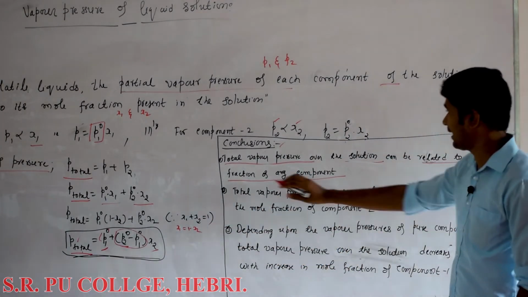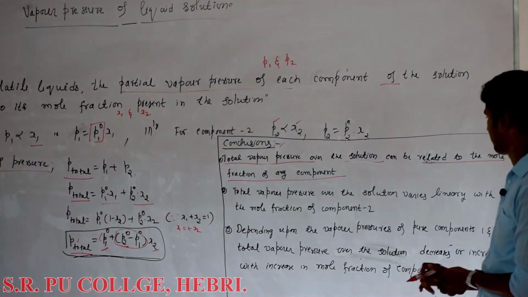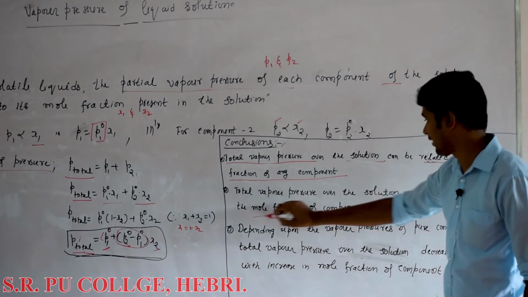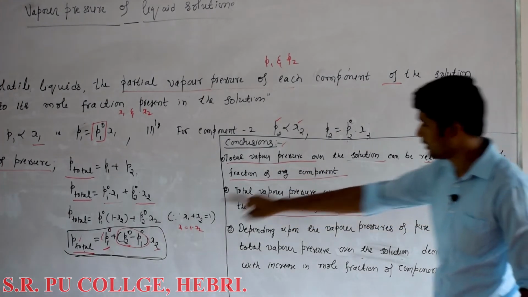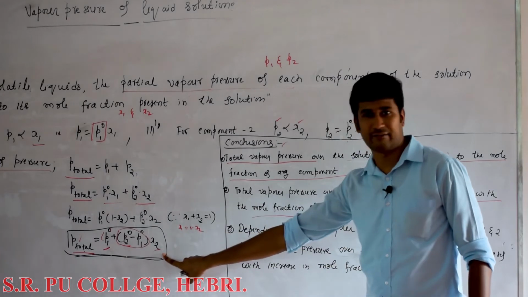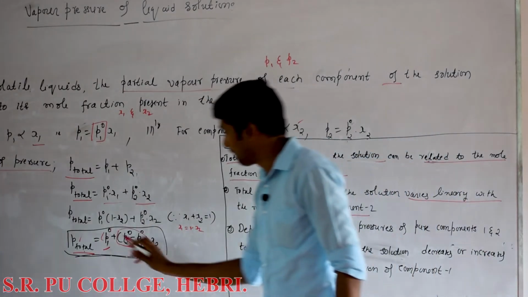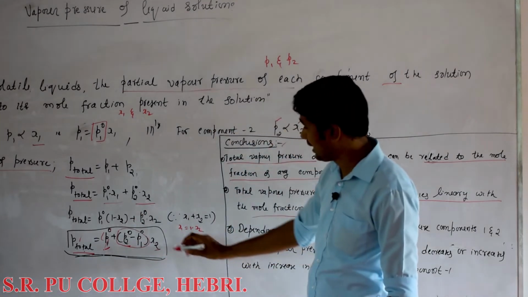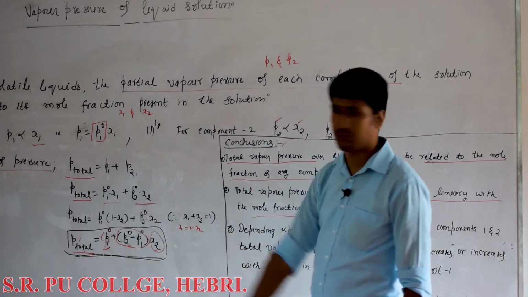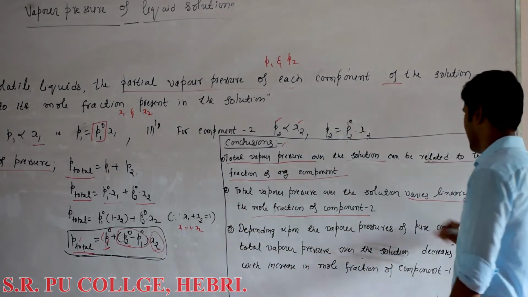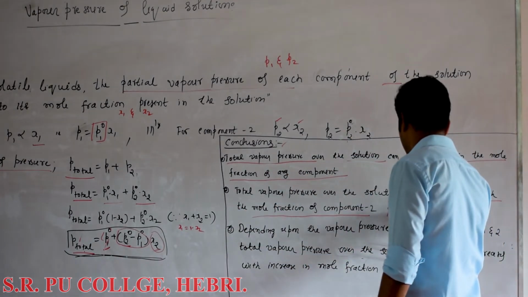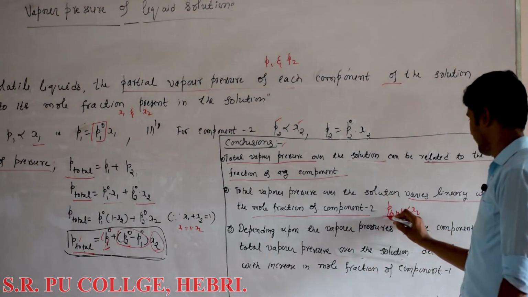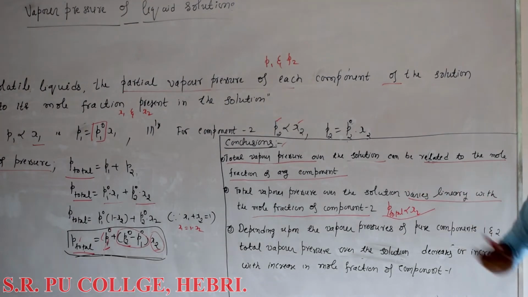Next, second conclusion. Total vapor pressure over the solution varies linearly with mole fraction of component 2. This conclusion is based on this equation. I already told you P1 naught is a constant, P2 naught is also a constant. So which is a variable here? X2, the mole fraction of component 2, is a variable. That's why here we can write P total is directly proportional to X2. So it varies linearly with the mole fraction of component 2.